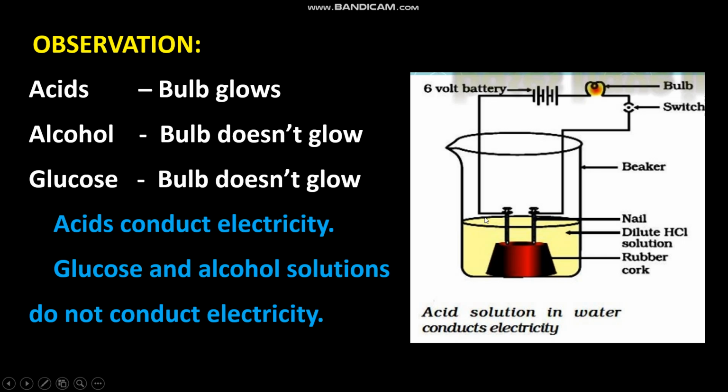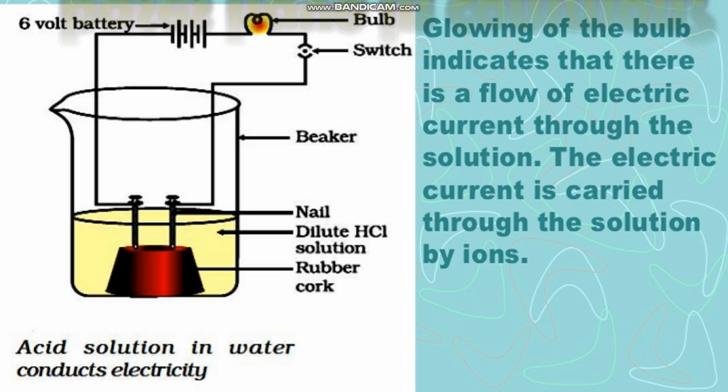Why, when glucose and alcohol solutions are taken, doesn't the bulb glow? Because these glucose and alcohol solutions do not conduct electricity. Now, what is the reason these acids conduct electricity? Let us see. The glowing of the bulb indicates that there is a flow of electric current through the solution. The electric current is carried through the solution by ions.